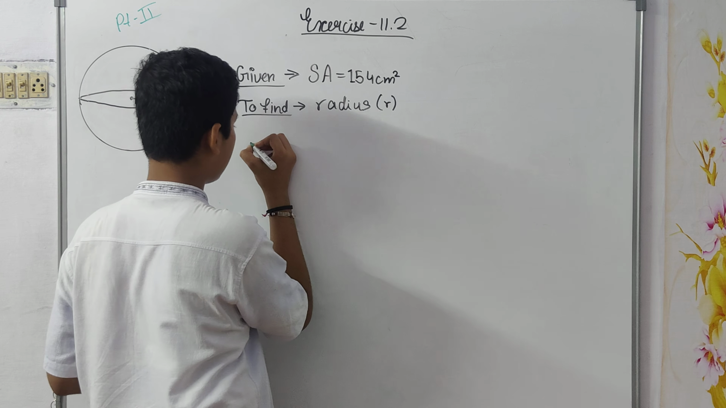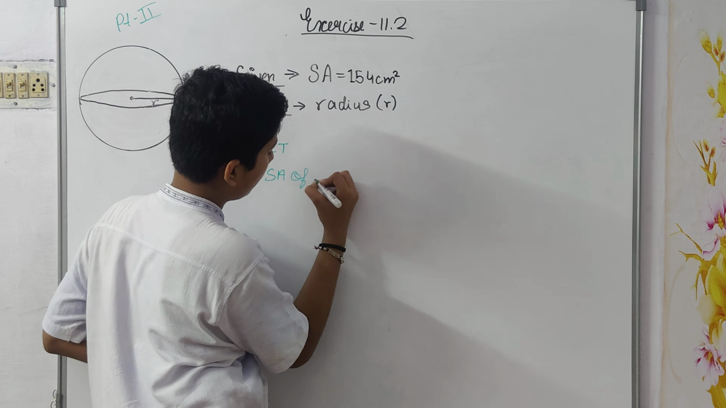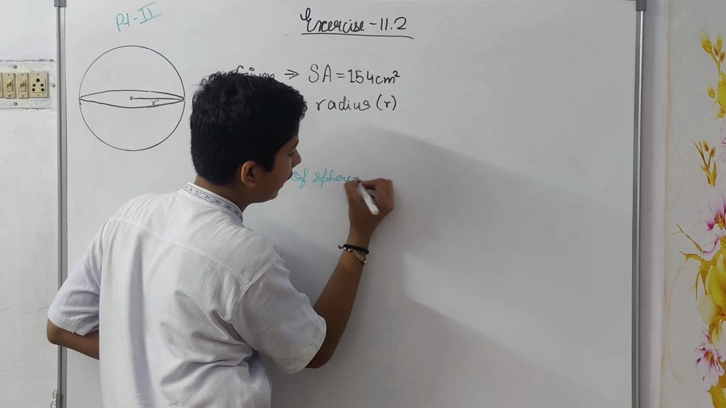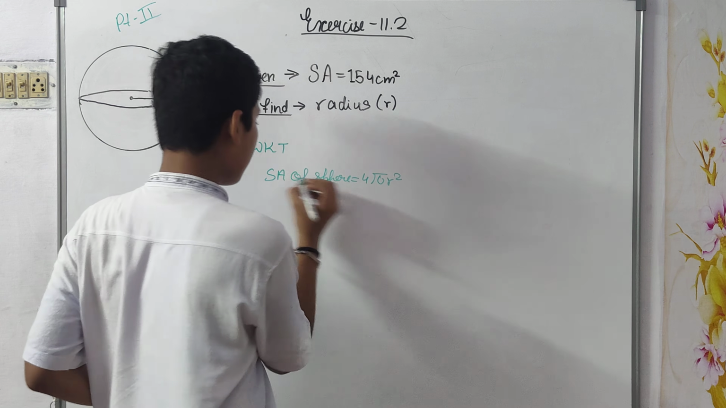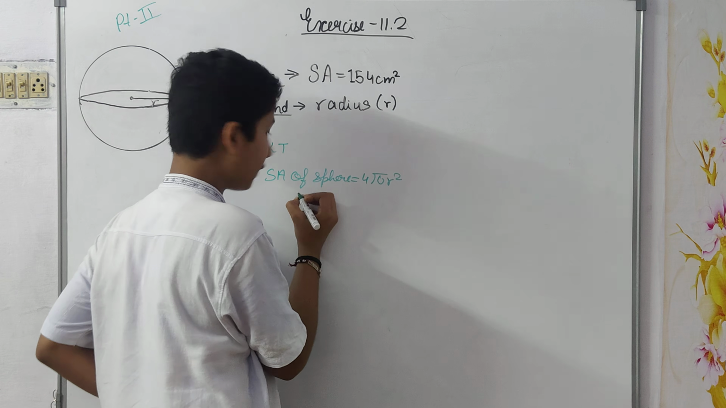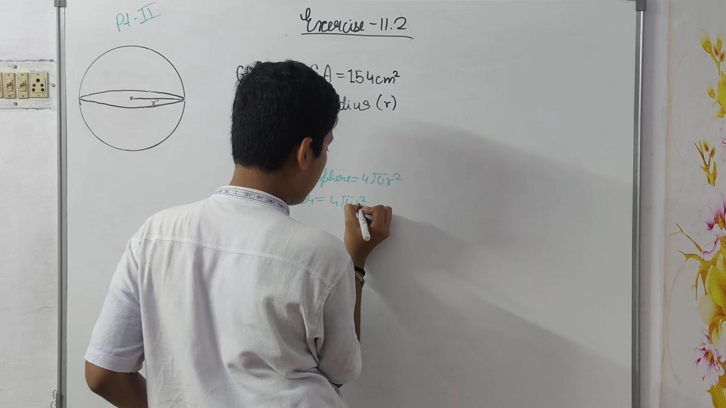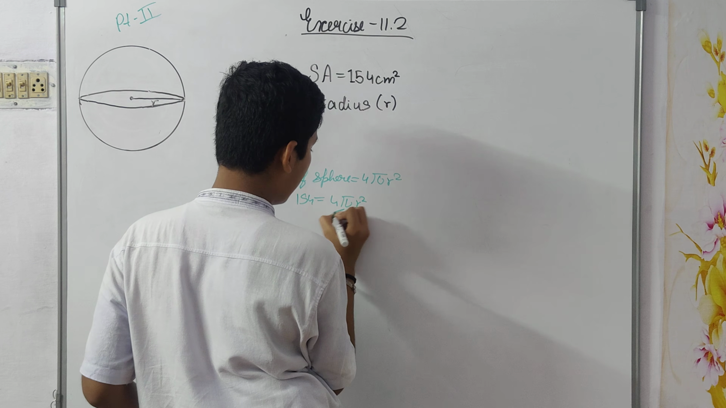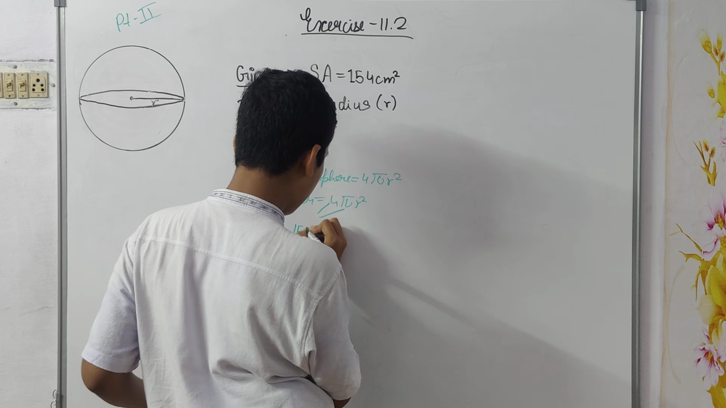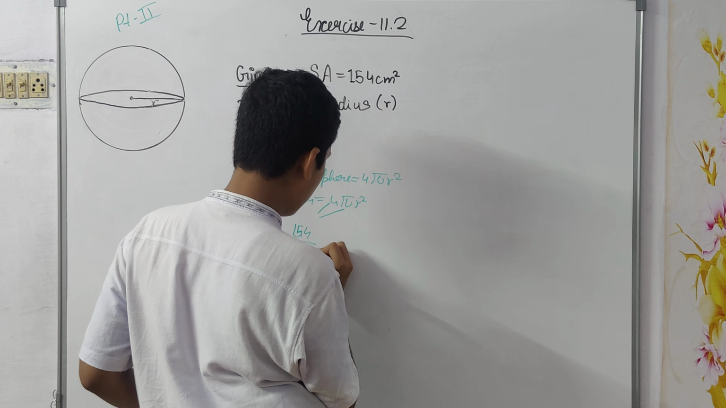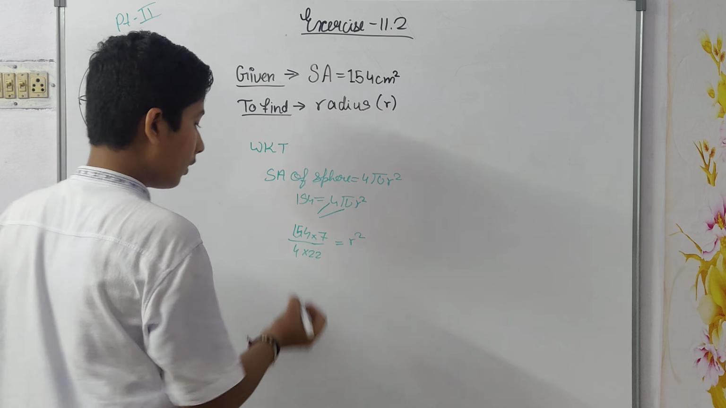So we know that surface area of sphere equals 4 pi r square. Okay, now surface area is 154, so 154 equals 4 pi r square. Now this will go here and this will also go here. So 154 upon 4 into 22 into 7 equals r square. Now solve this.